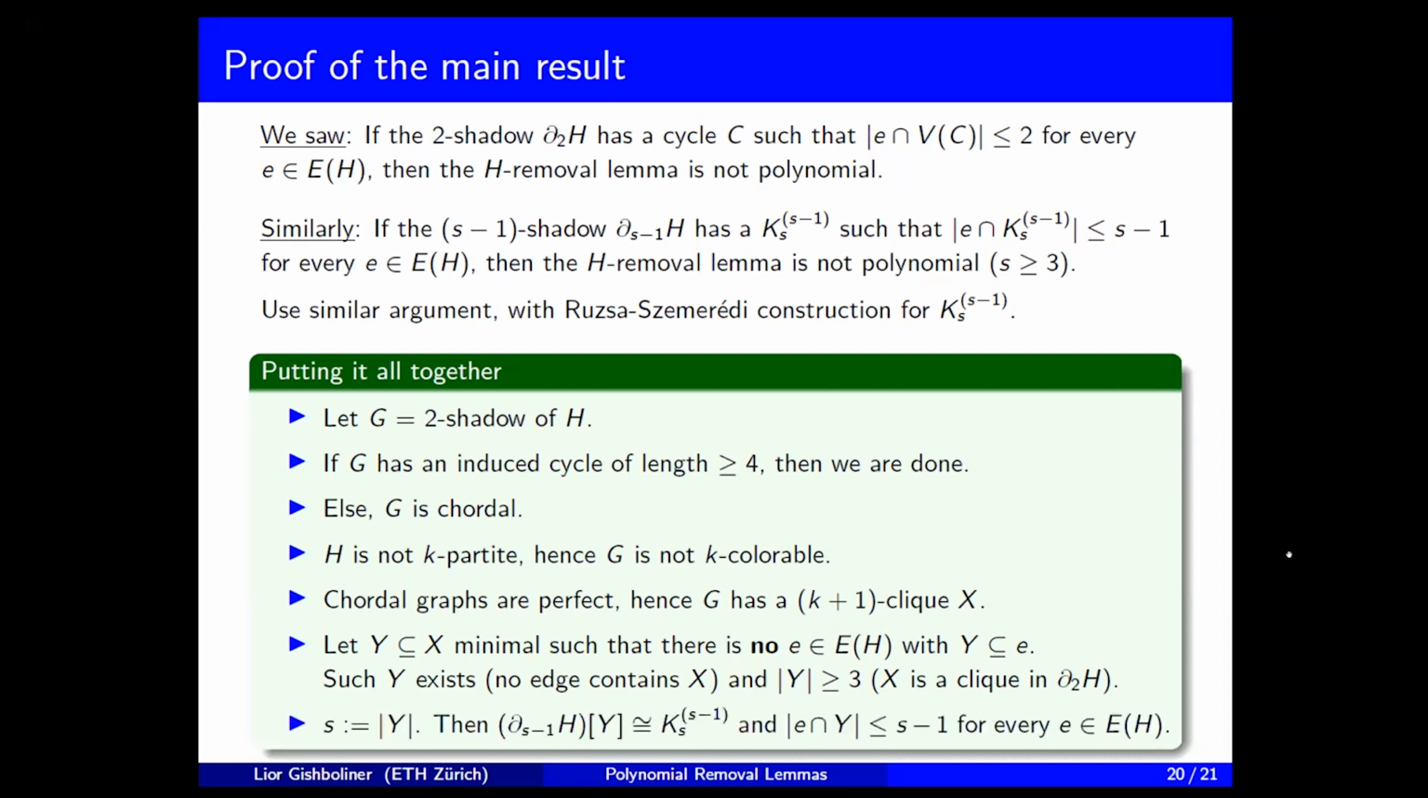Okay, but now if we denote the size of Y by s and we look at the s minus 1 shadow, well, we know that every proper subset of Y is contained in a hyperedge. So this shadow forms a clique, but also Y itself is not contained in any hyperedge. So every edge intersects Y in at most s minus 1 vertices. So we are exactly in this second case that we knew how to solve. Right, so this shows that indeed we cover all the cases, and so this is the proof.